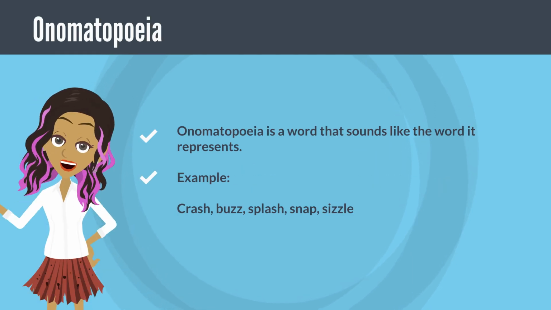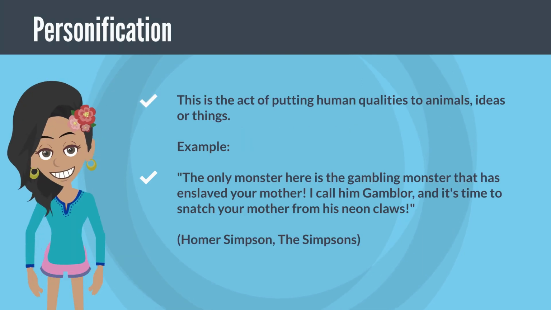Onomatopoeia. Onomatopoeia is a word that sounds like the word it represents. Example: crash, buzz, splash, snap, sizzle.